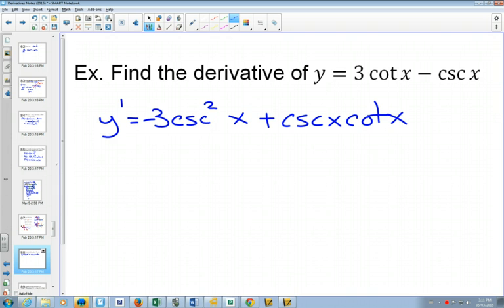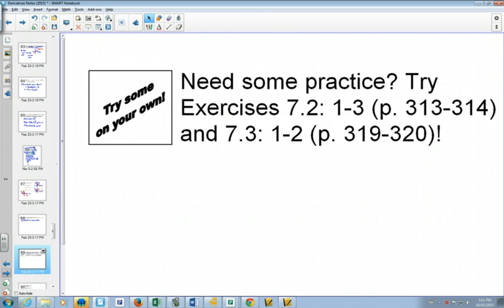And then we have our questions from yesterday to practice. So we'll take some time to finish those up.